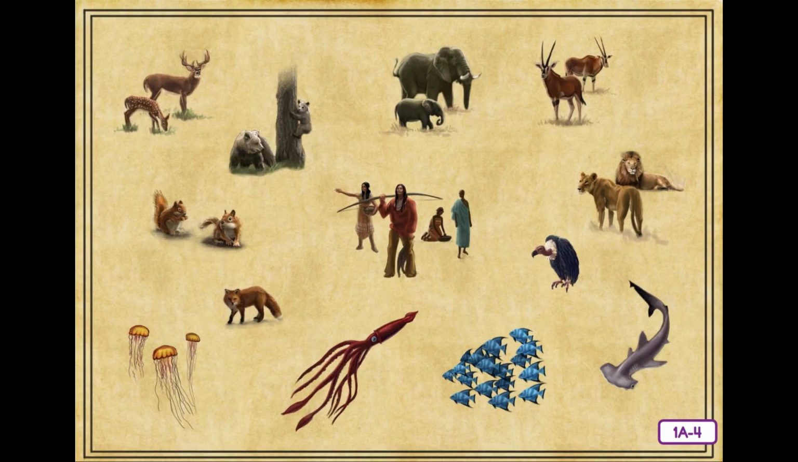Organisms are sorted by species. Species are groups of living things that share similar characteristics. For example, you are a member of the human species. You may look quite different from the person sitting next to you, but you are similar enough so that nobody will mistakenly think that you may be a member of the cat or dog species.